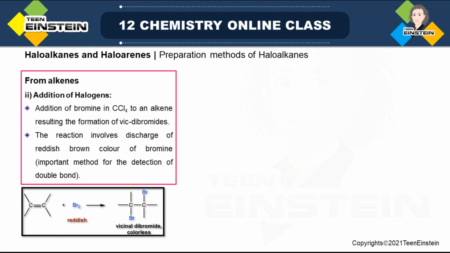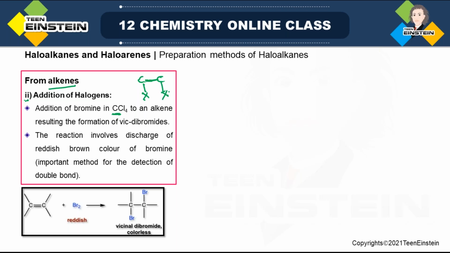Then under this heading, that is from alkene, after finishing the first point, which is addition of HX, the next method is addition of halogen. That is, now you will add directly bromine or iodine or chlorine. Addition of bromine is normally done in organic solvent CCl4, to alkene, and what you get is vicinal dibromide. Vicinal dibromide means, remember, adjacent carbons will contain halogen, C-Br. So that is vicinal.